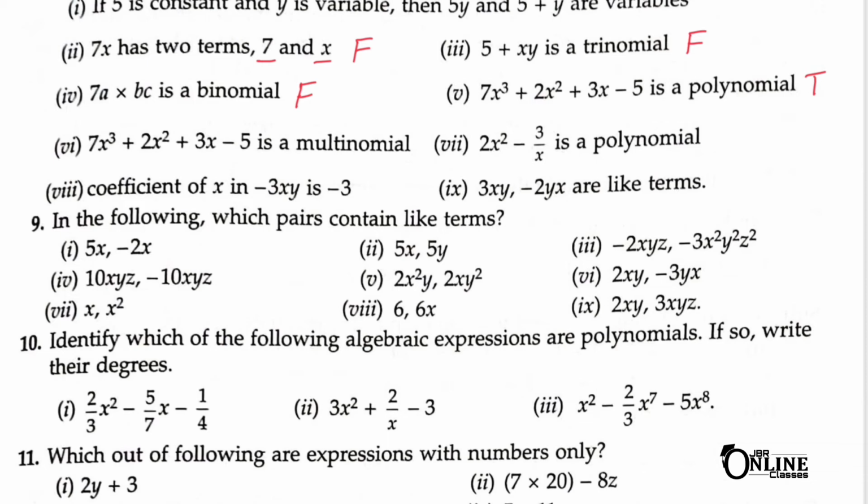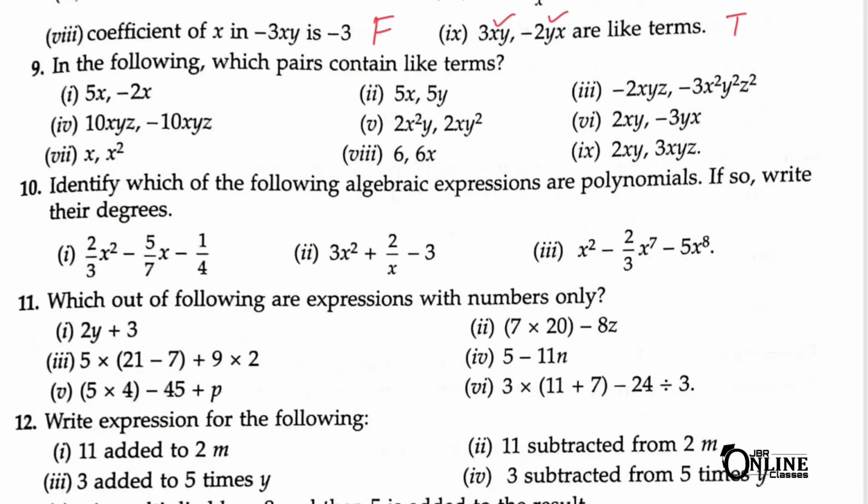Next, number 6. 7x cube, 2x square, 3x minus 5. Definitely multinomial. So it's true. 2x square minus 3 by x is a polynomial? No, it's binomial. It's false. Coefficient of x in minus 3xy, it's minus 3? No, it's minus 3y. Okay, that means this one is false. 3xy minus 2yx are like terms? Yes, definitely it's like terms, as the first one has xy, second one also has xy, so this one is true.